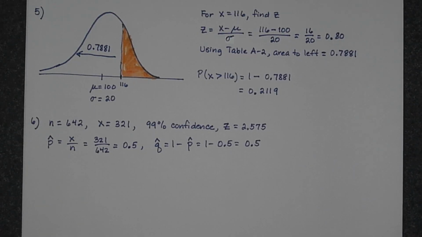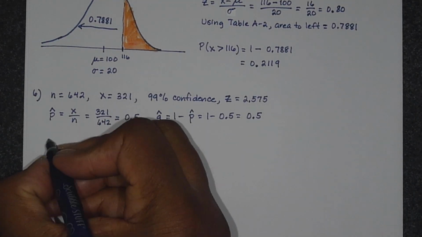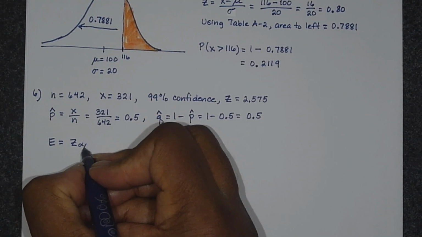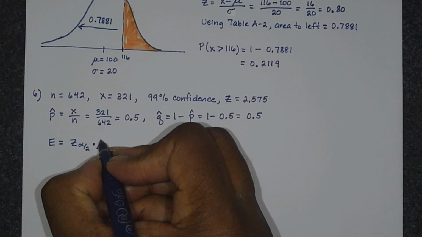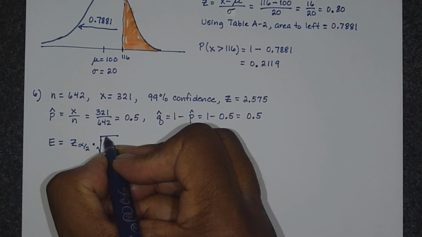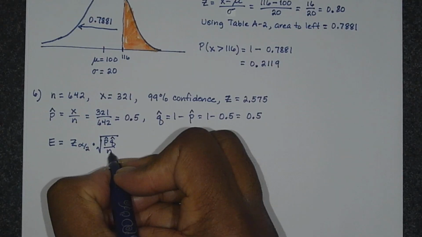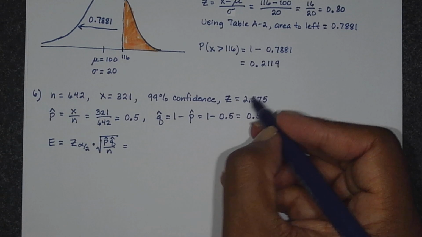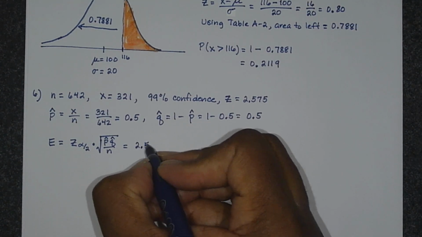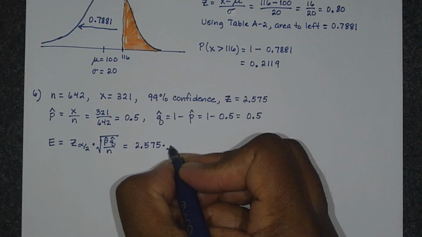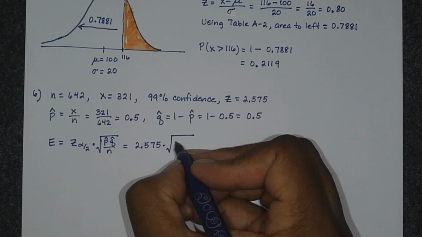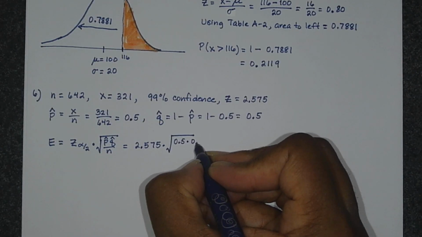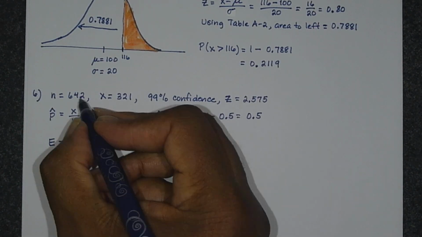And of course, to find the margin of error, which is going to be capital letter E, that's going to be your critical Z value, Z of alpha over 2, times the square root of P hat times Q hat divided by N, which is your sample size. So here, your critical Z value is that 2.575 times the square root of P hat, which is 0.5, times Q hat, that's going to be, again, 0.5, divided by N, that's 642.